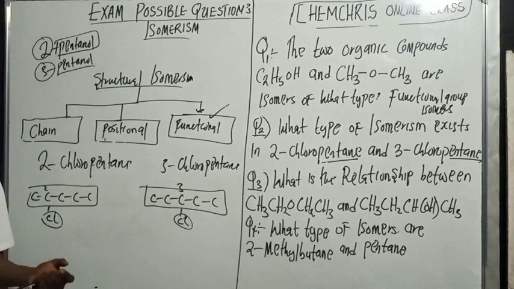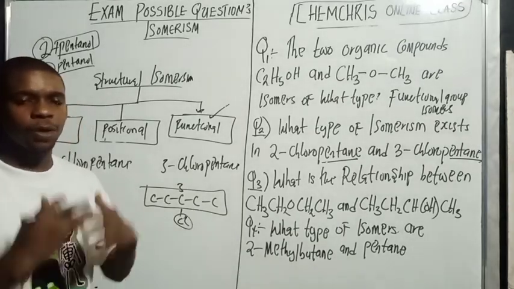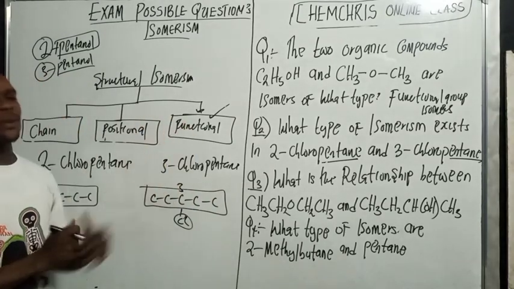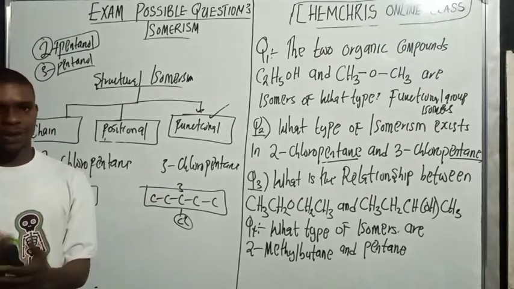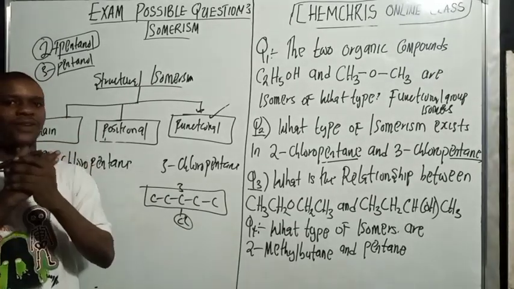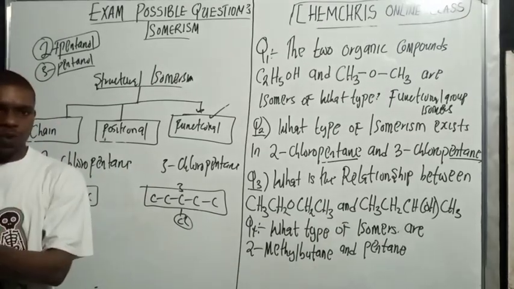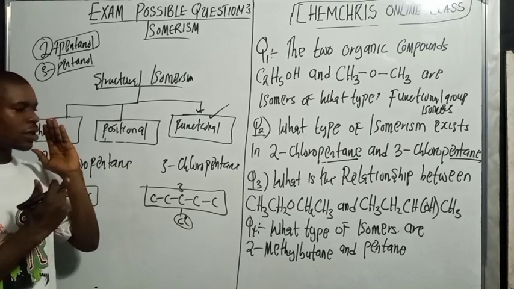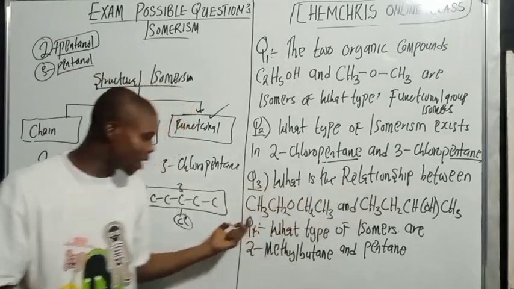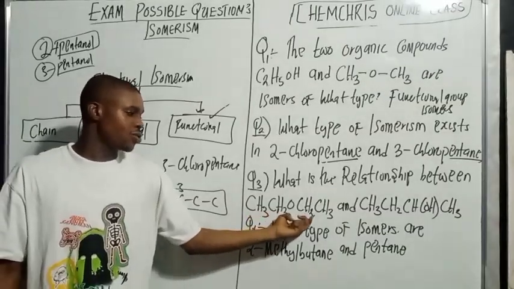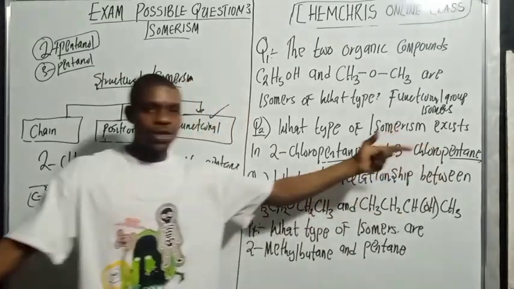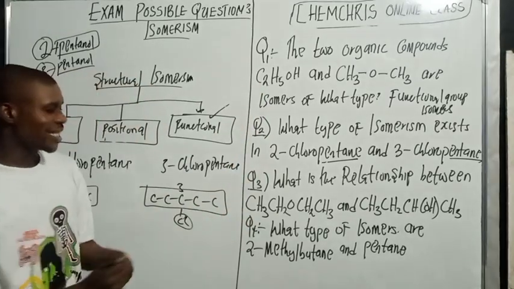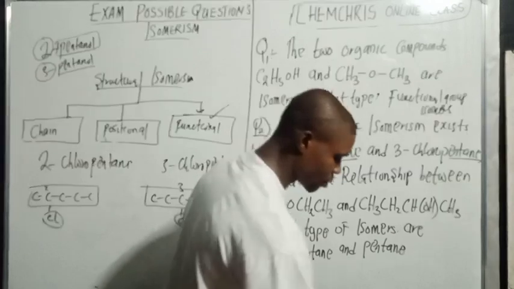Now let's look at number 3. Like I said, you are going to see some of these questions in the exam, and I would advise you to pay close attention, because these are the type of questions that come up in any exam at all. As far as you are doing isomerism, you are going to see some of these questions in the exam, live and direct. Now look at the third one. What is the relationship between CH3CH2OCH2CH3 and this? This one is similar to number 1, but let me write on the board so you understand.